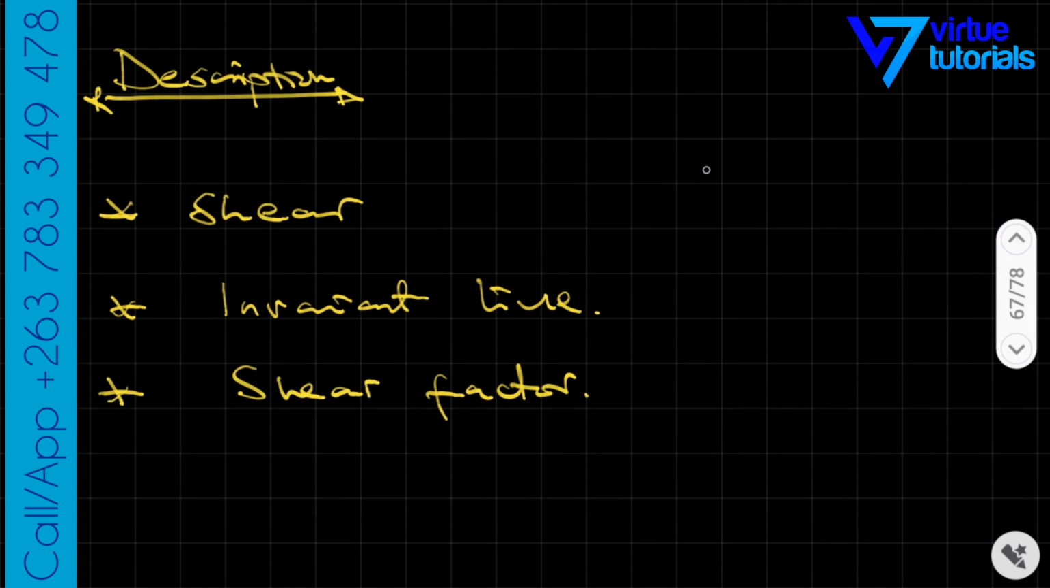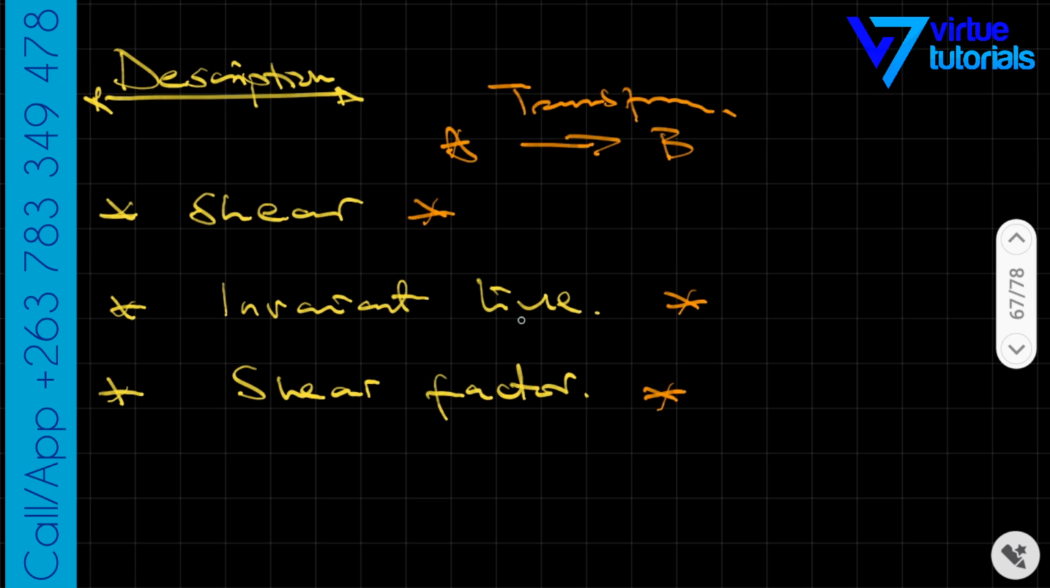Now, whenever you're describing shear, remember you have a shape A being mapped onto an image B, and you're asked to describe the transformation. When you realize that it's a shear, you need to mention that it's a shear. You need to mention the invariant line, and then you need to mention the shear factor. So we're going to look at the invariant line and the shear factor and what they really are.